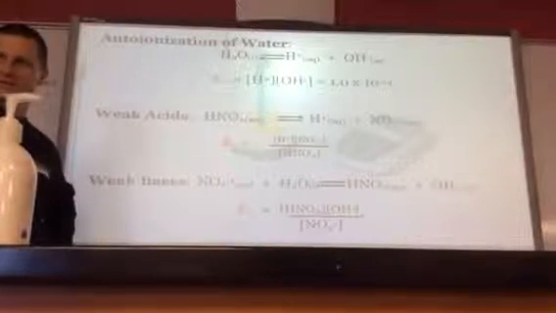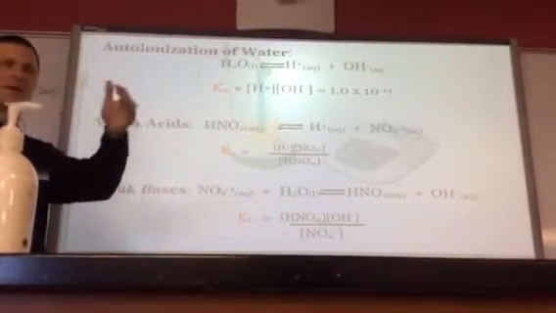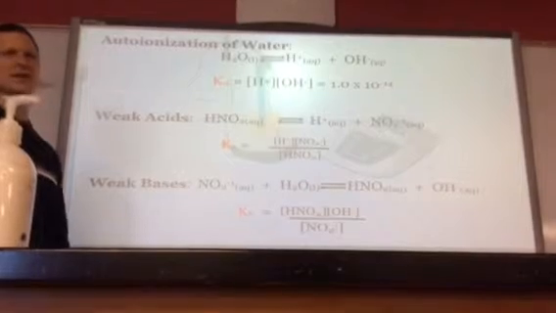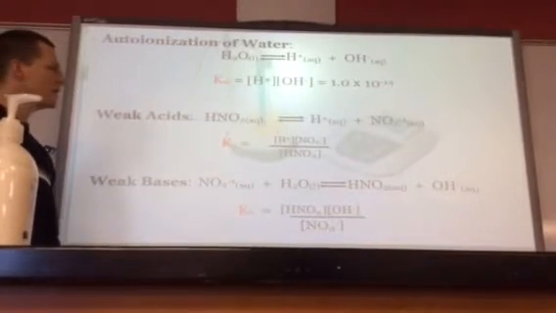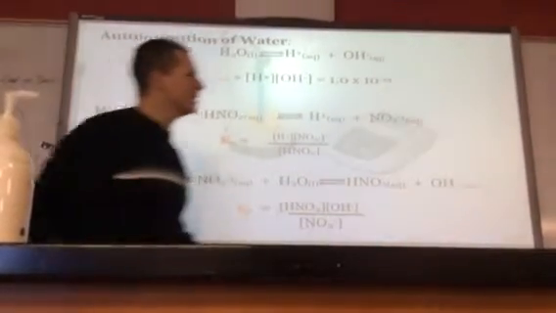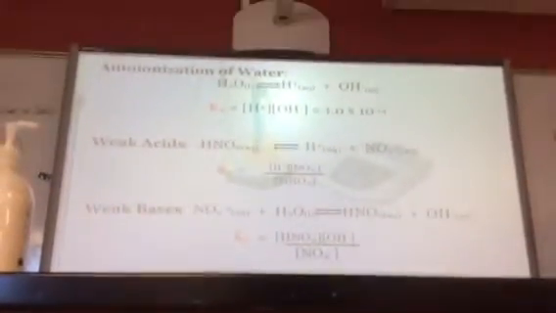1,000 divided by 18. 1,000 ml divided by the molar mass. Or 1,000, I guess, grams divided by the molar mass. Okay, now let's take a look at some of the properties of equilibriums and Ks.